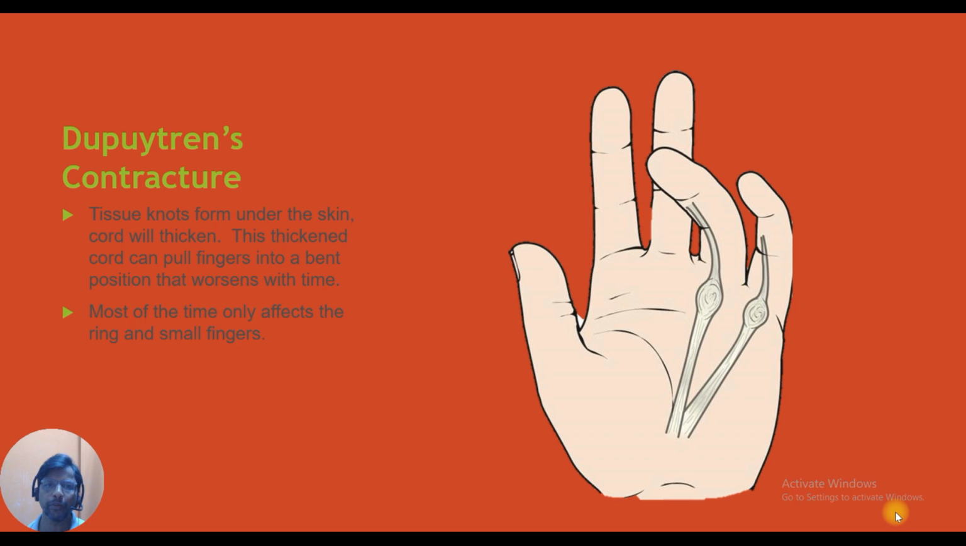Next we have Dupuytren contracture. This is also one of the most important procedures we will encounter in ambulatory surgery coding. Basically Dupuytren contracture is the forming of knots under the skin. These knots become thickened and pull the fingers, because of that the finger will be in a bent position. Most of the time we will see Dupuytren contractures in the ring and small fingers.